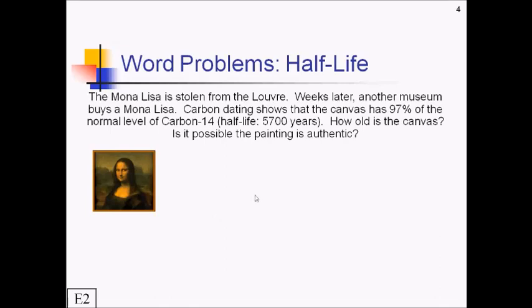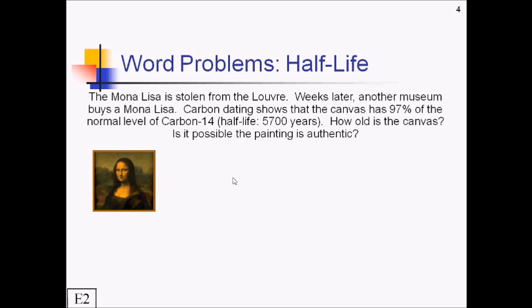We'll do one more example, a slightly different type of problem. The Mona Lisa is stolen from the Louvre. This actually happened at some point. Weeks later, another museum buys a Mona Lisa. Carbon dating shows the canvas has 97% of the normal level of C14, which has a half-life of 5,700 years. How old is the canvas of the painting that was just discovered? And is it possible this painting is authentic? So pause the video and see what you can get for the setup on this one.